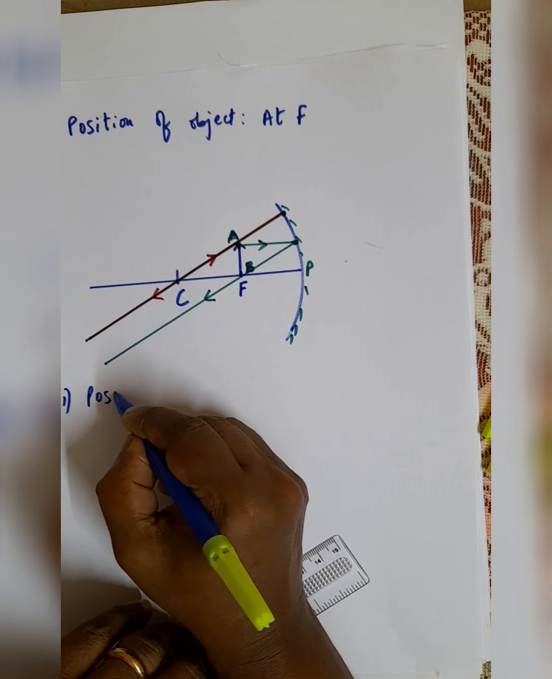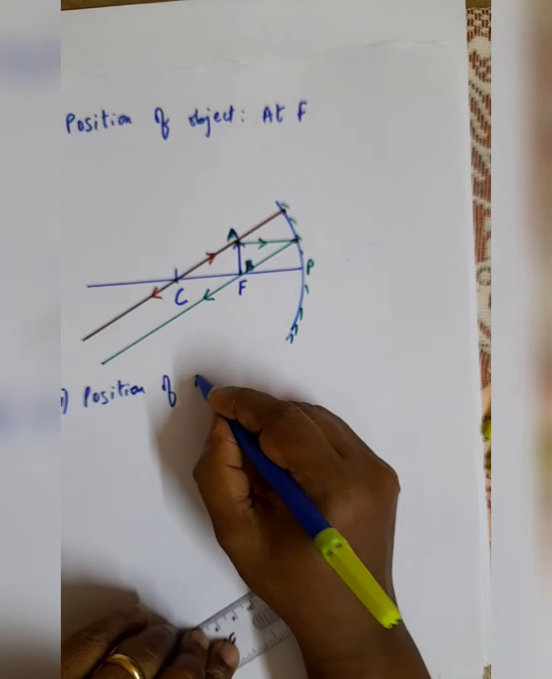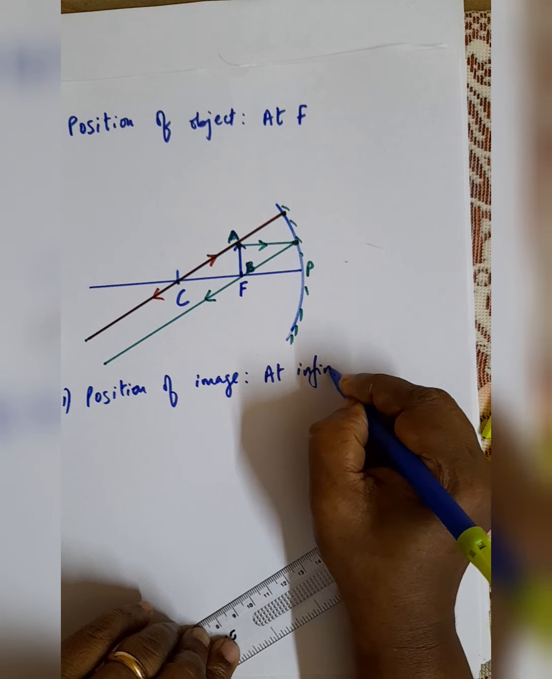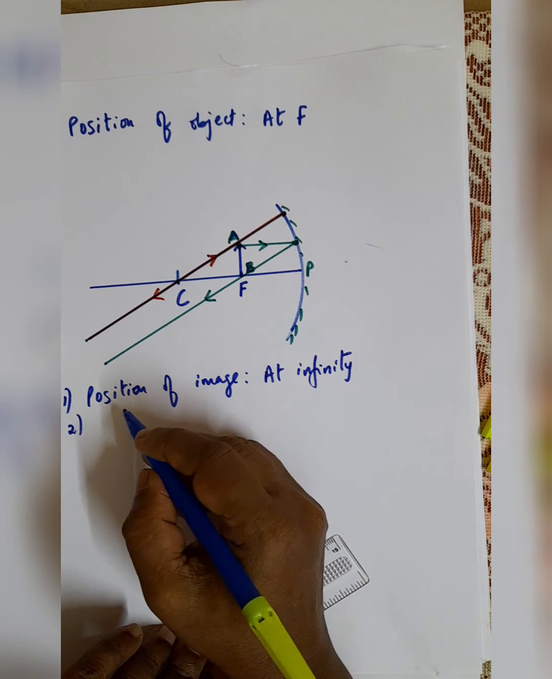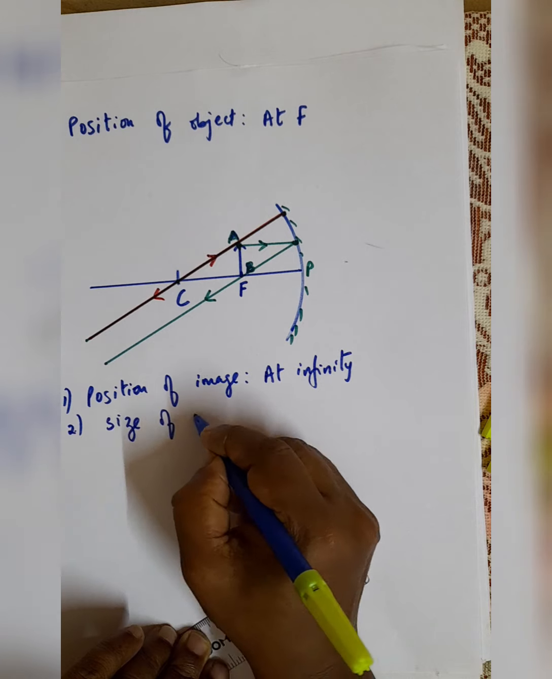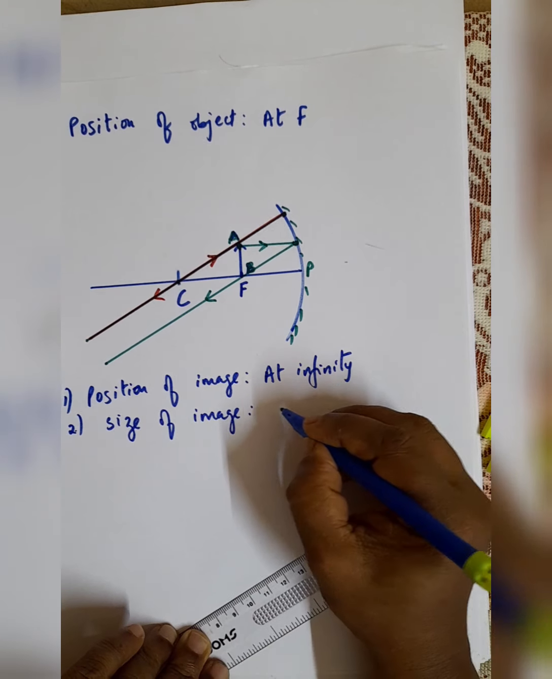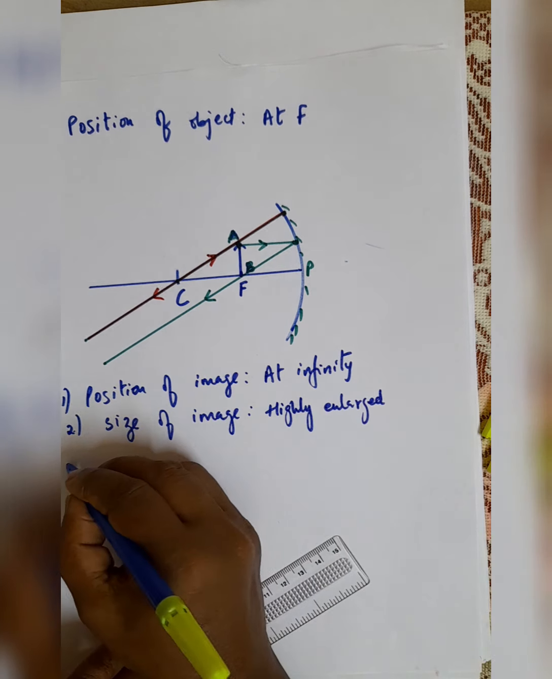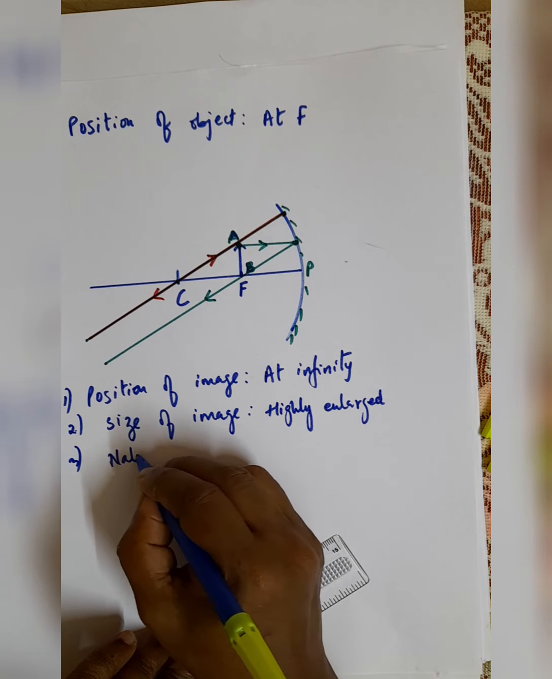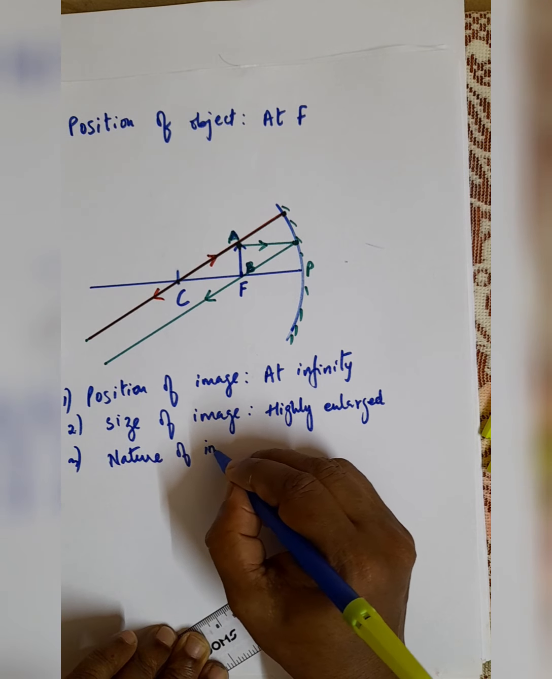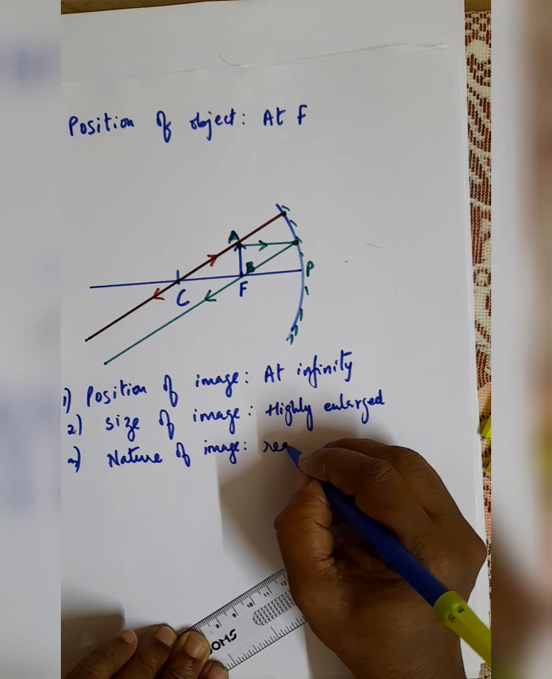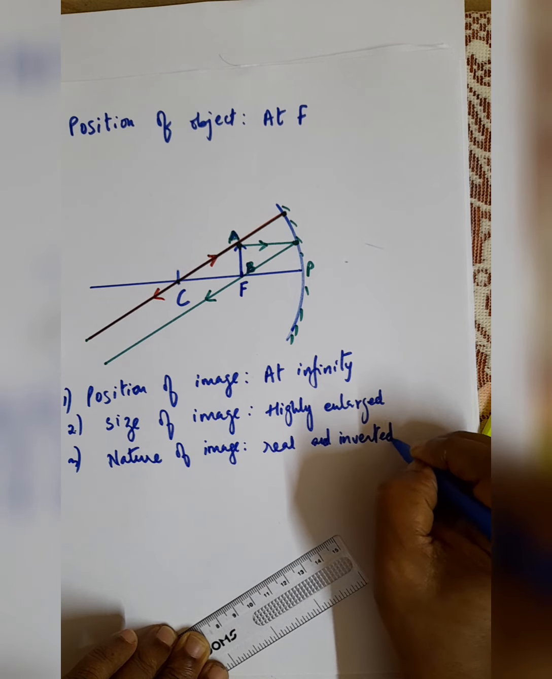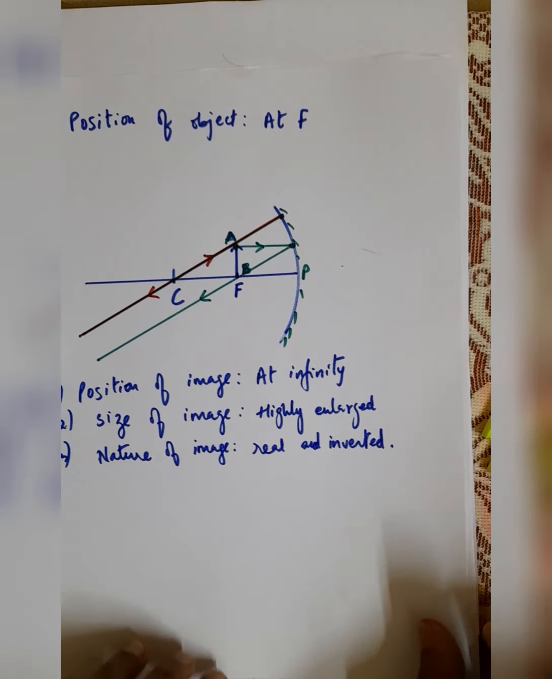So, first one, the position of image at infinity, size of the image, it is highly enlarged, and the nature of image is real and inverted. Let's go for the next one.